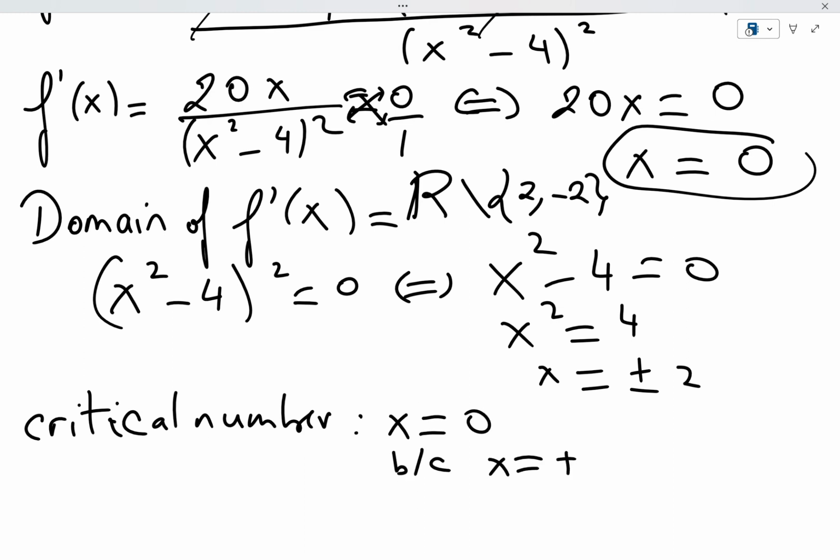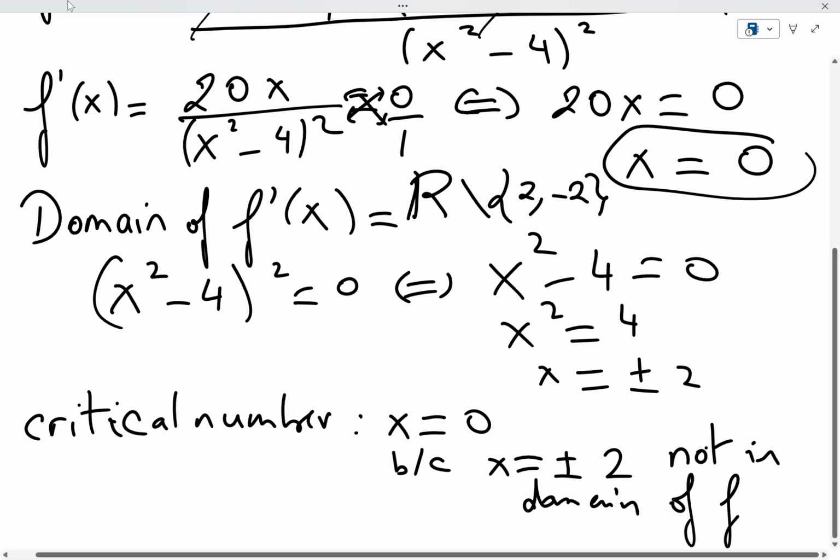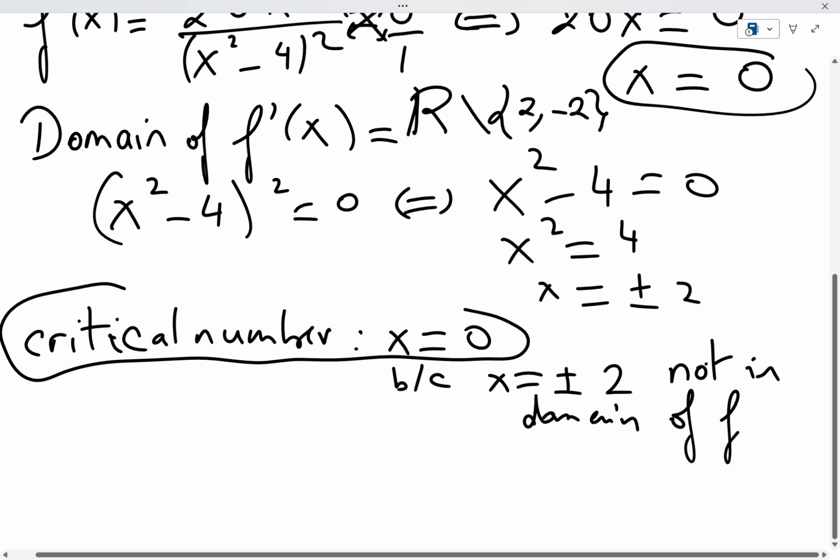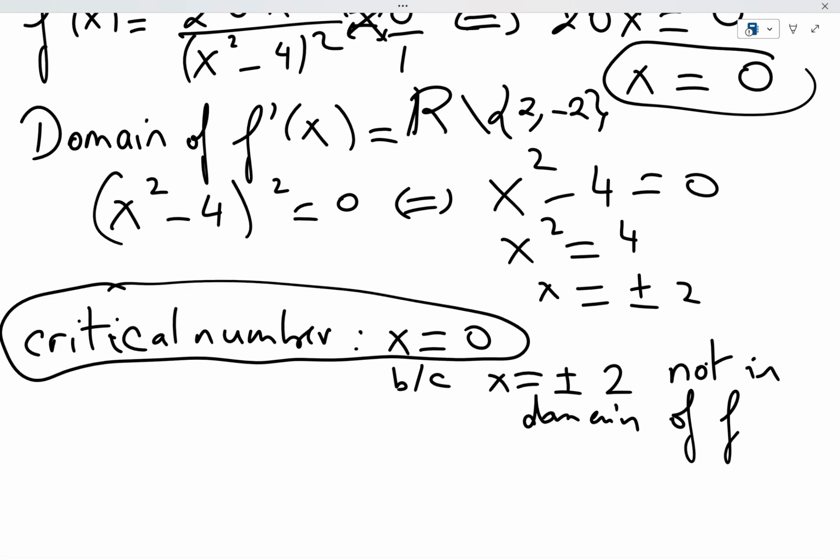x equals plus or minus 2 is not also in the domain of f. So if 2 and negative 2 were in the domain of f, then you would have those two extra critical numbers. But because they were not in the domain, and at a critical number of a function the function needs to be defined, and the function itself is not defined at plus or minus 2, even if the derivative is not defined there, the function itself is not. So that's why it's technically not a critical number. So the only critical number you have is x equals 0.